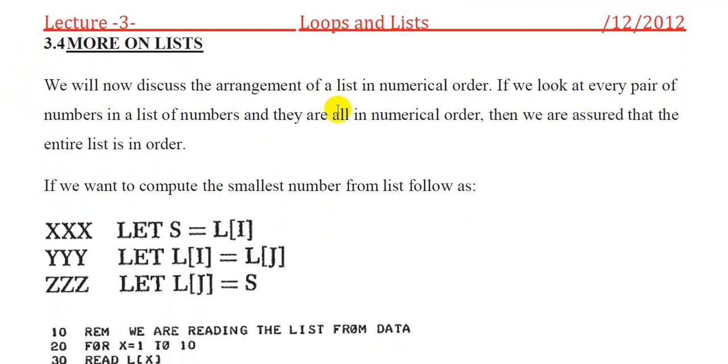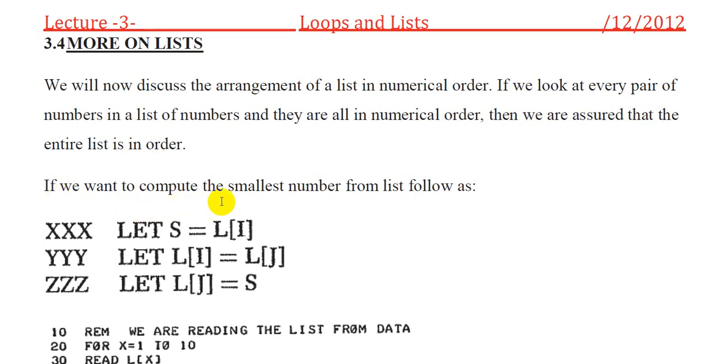If we look at every pair of digits illustrated by the list of digits, and they are all numerically ordered, then we are assured that the entire list is ordered, or sorted, as required.